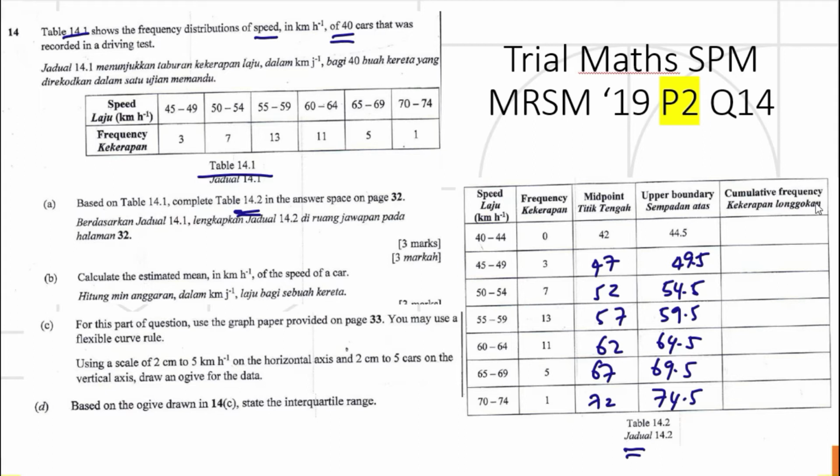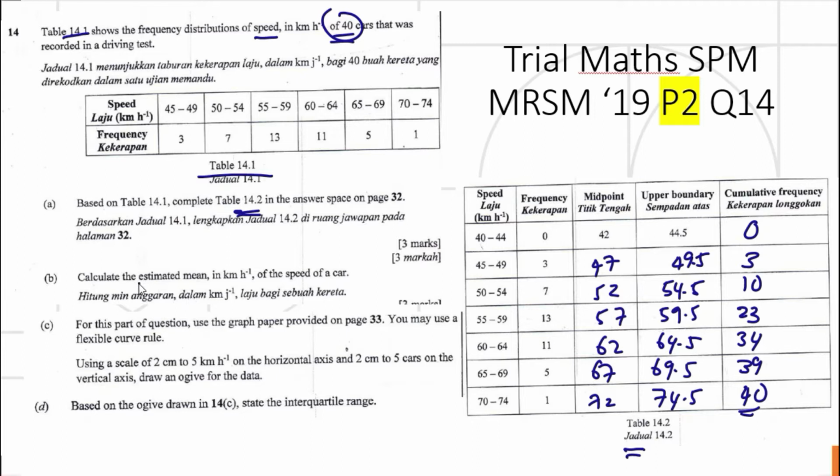So cumulative frequency is the addition of the frequencies. This one is 0. Then the second one would be 0 plus 3, which is equal to 3. The third one is 3 plus 7, which is 10. Then 10 plus 13, which is 23. 23 plus 11 is 34. 34 plus 5 is 39. And 39 plus 1 is 40. You see there are 40 cars, so you should get 40 here as well.